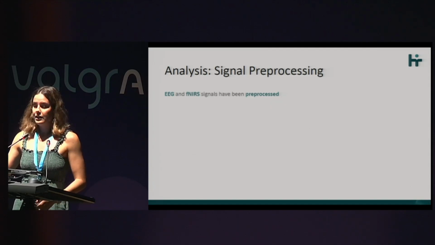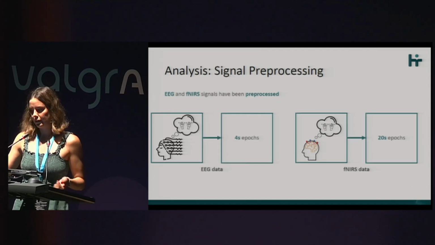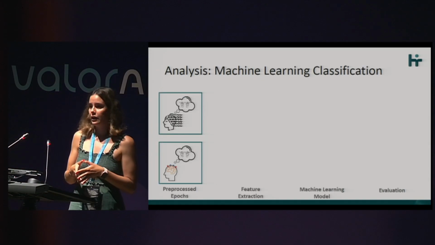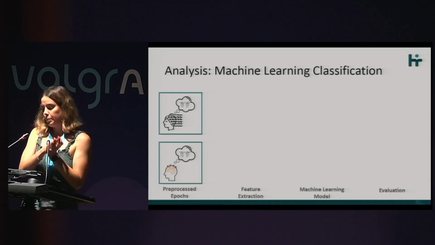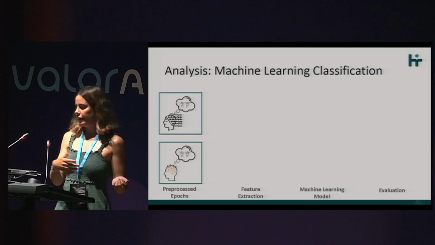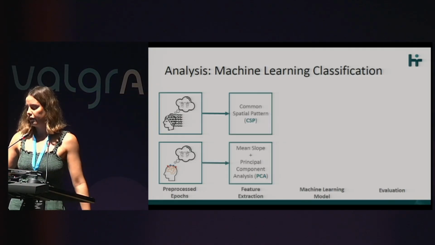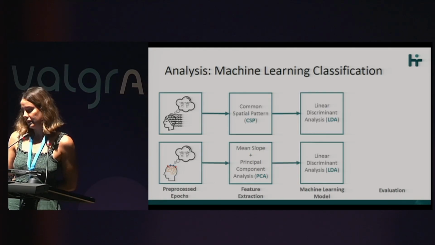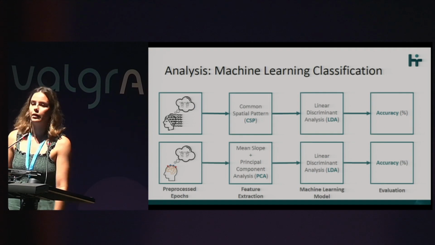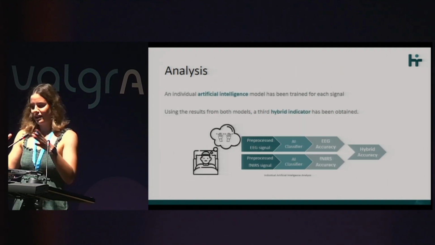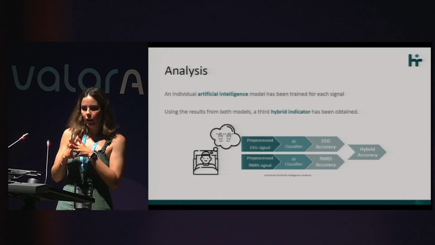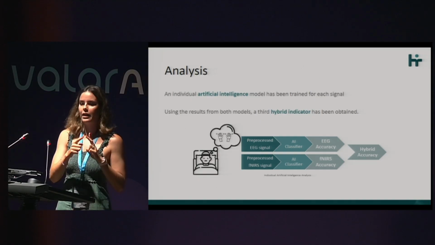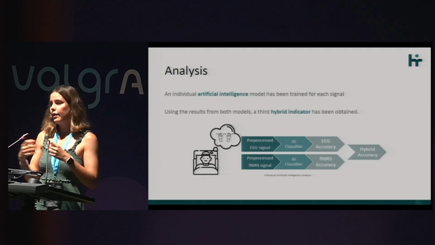So the EEG and fNIRS have been preprocessed with a standard pipeline, and then we apply a machine learning classification that classifies each preprocessed epoch into motor imagery or rest. For both signals, we make a feature extraction. We use a linear discriminant analysis as a machine learning model, and then we evaluate the model with the accuracy. So, as a summary, for each individual, we obtain an EEG accuracy, an fNIRS accuracy, and then with combining the data of both technologies, a hybrid accuracy.